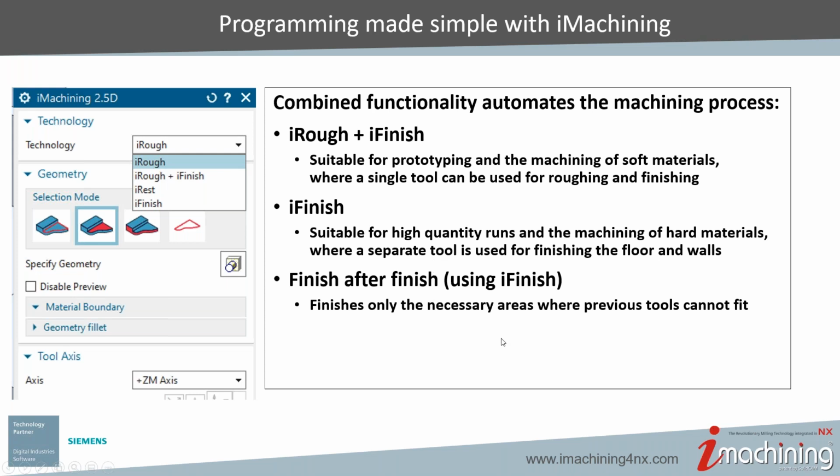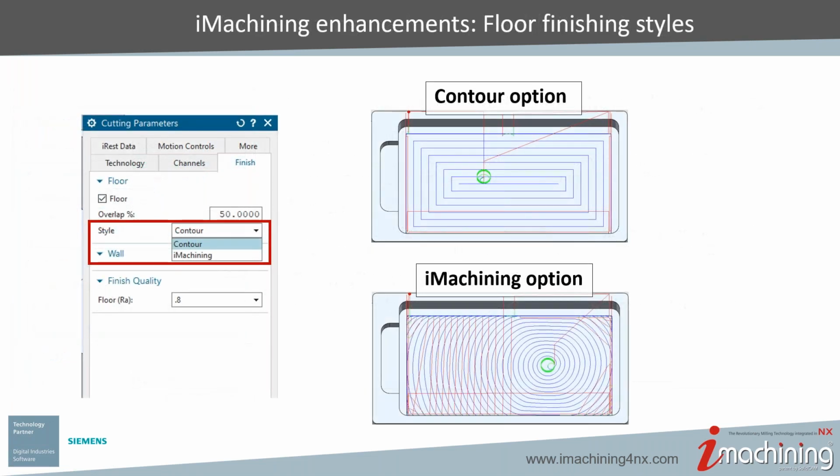This also now includes all of the finishing options that we've added for iMachining through the years. For example, this is iRough and iFinish. iFinish, I think, was always available, but iFinish has been updated. We also support finish after finish, which means we support smaller tools finishing in corners after bigger tools have finished the majority of the walls and floors.